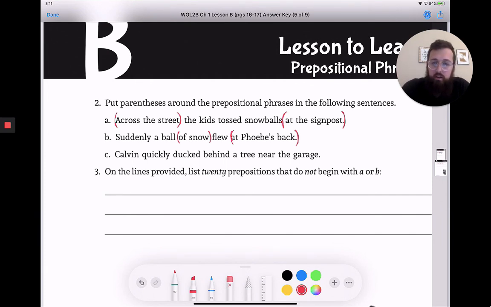And then for 3, on the lines provided, list 20 prepositions that do not begin with A or B. So it would be a good idea to have that list again. Go through, find the ones that don't begin with A or B, and then you can write those out. I'll post the answer key to this tomorrow so you can double check your work. And if you have any questions, feel free to ask on Google Classroom.